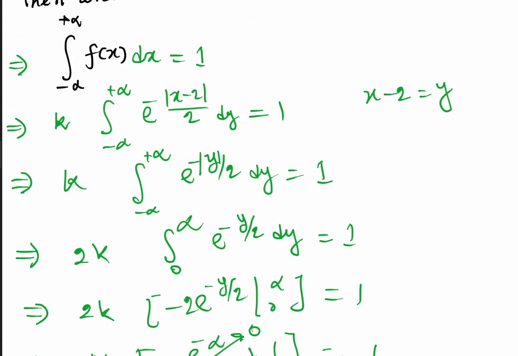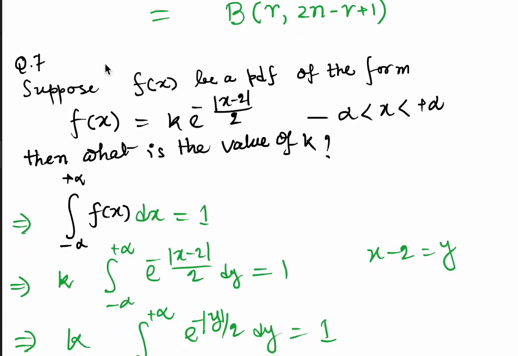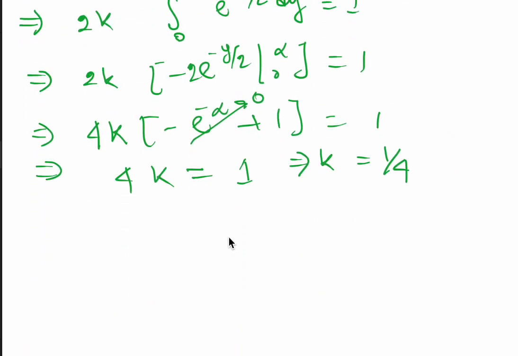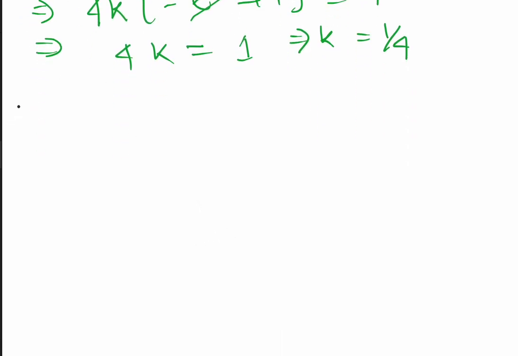So the value of k should be 1/4, then this probability distribution follows this probability property, so the value of k is 1 by 4. That is the correct answer. Now let's move toward question number 8.